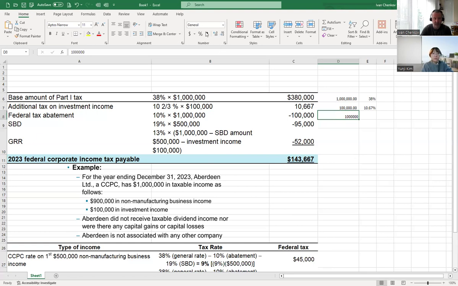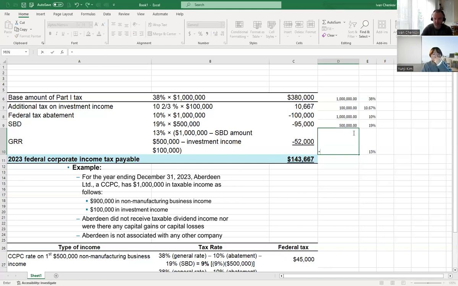Then we have the federal tax abatement on the entire amount of active business income, the $1 million. We're going to have the 10%. Then the small business deduction will be only on the $500,000, and that will be 19% on that one. And then we're going to have 13%, but that will be on the amount which is the entire income minus the small business deduction minus the investment income.